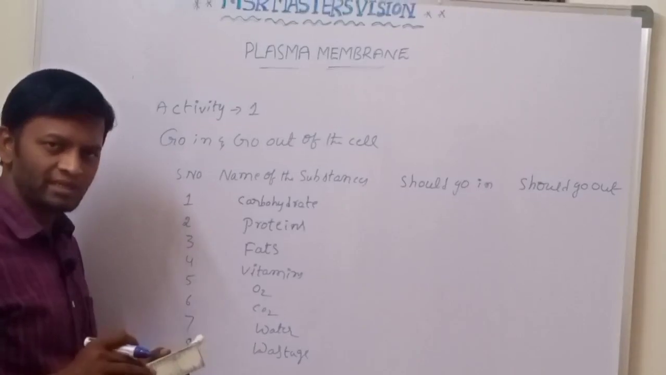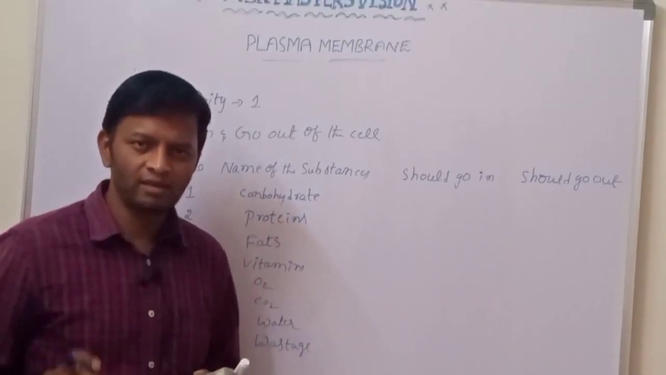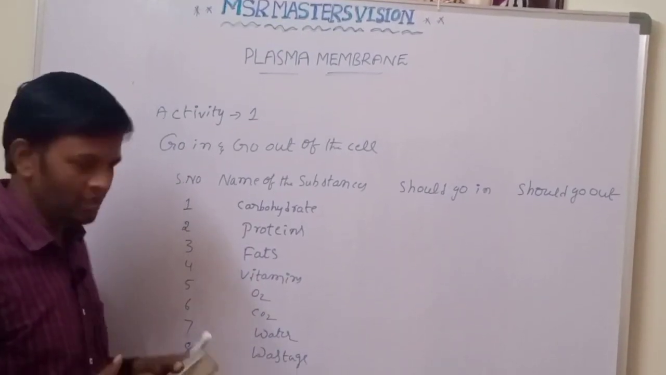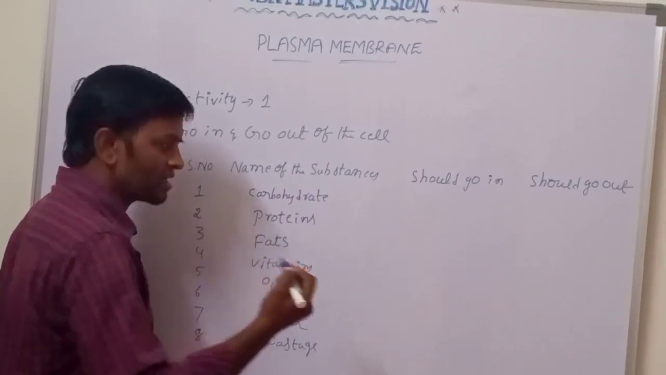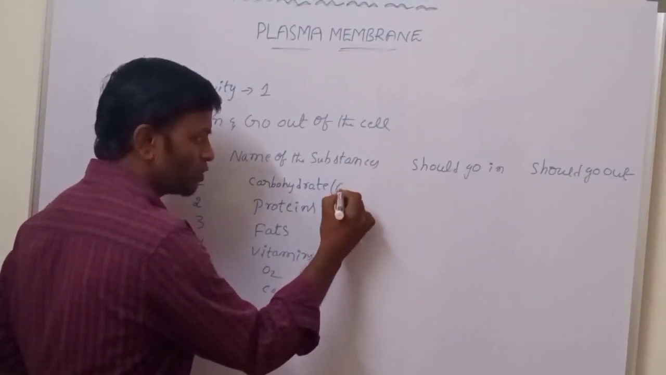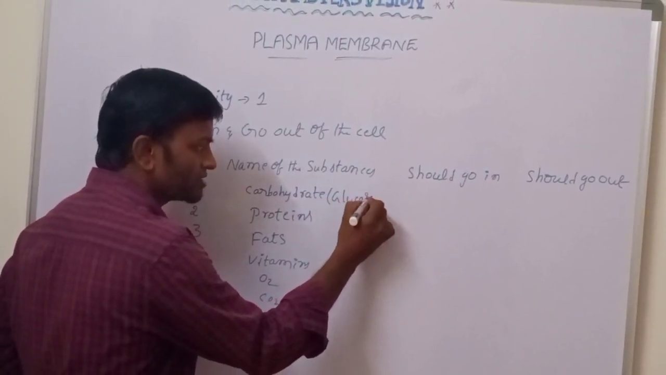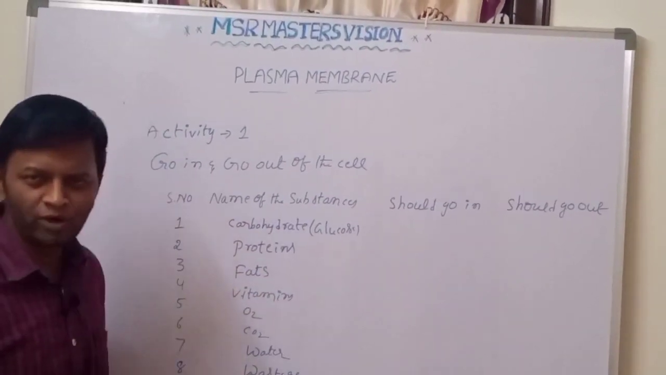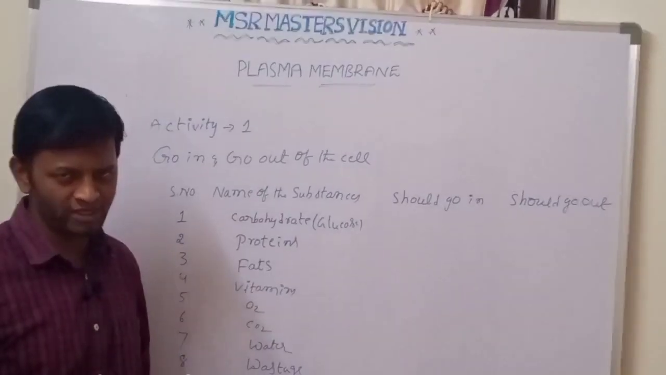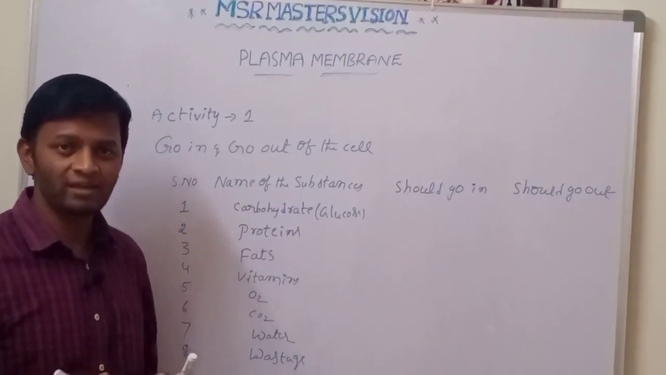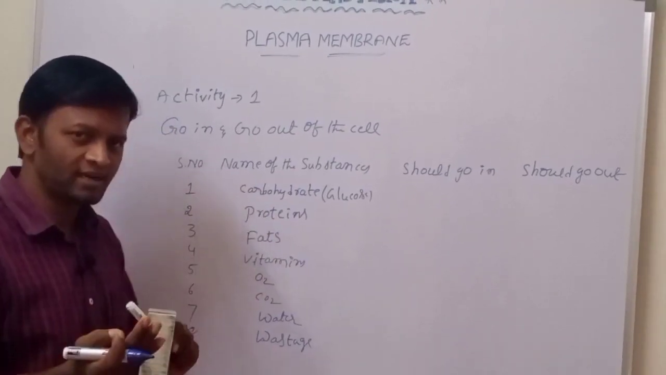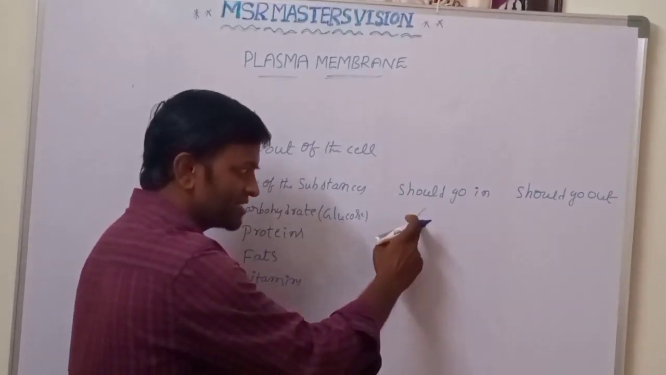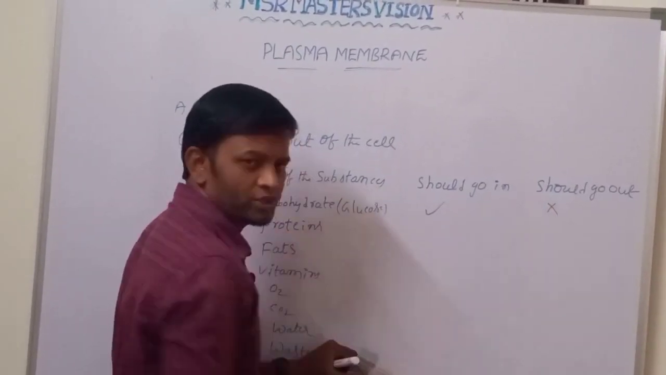Now we will see which substances are entering inside the cell, and which substances are going outside the cell. First we'll take carbohydrate. In carbohydrates, glucose is the important substance. Is carbohydrate needed for our body? Yes, it is needed. If it is needed compulsorily, does it enter inside the cell or outside the cell? Yes, it enters inside the cell. It is needed, that is why it enters inside the cell. It is not going outside.